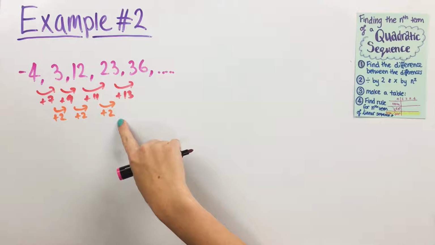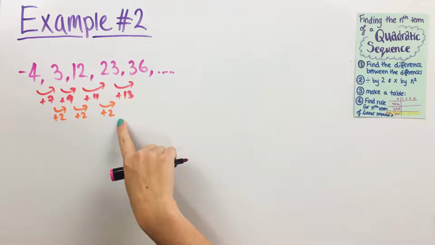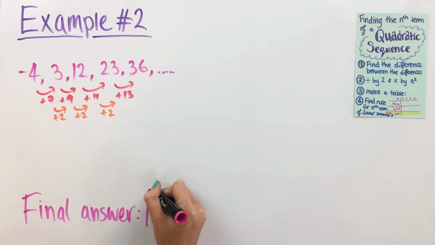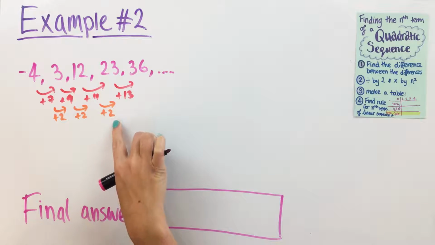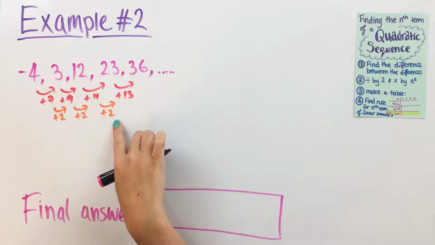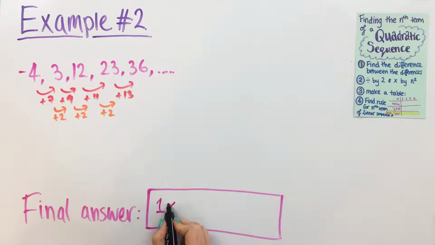Second step is divide the difference by 2 and times by n squared, which we're going to do, and we're going to put it straight in our final answer box. So we have our difference 2 divided by 2, which is just 1, and then we're timesing that by n squared. So we're going to have 1 times n squared here, but we can just write that as n squared, and we write that in our final answer box.